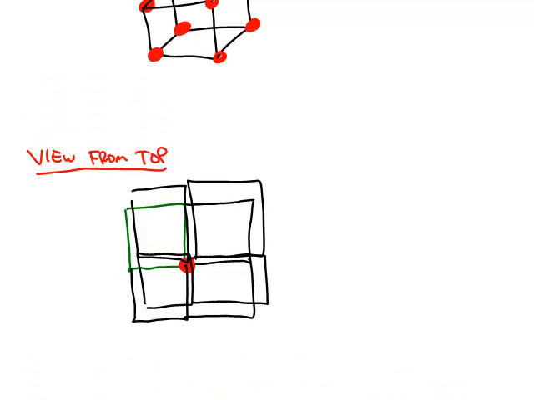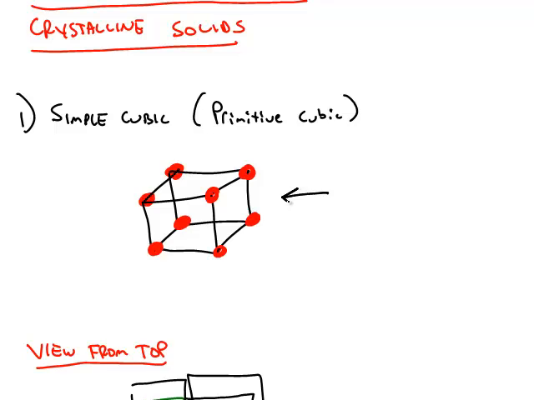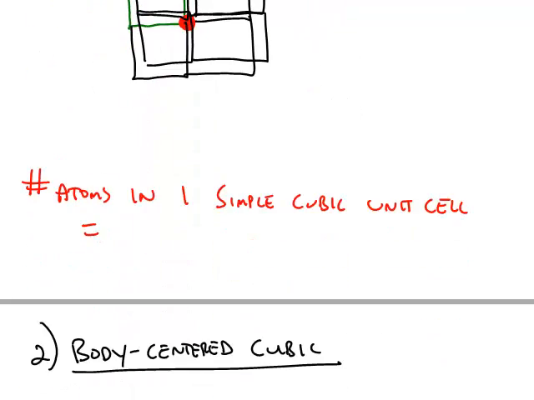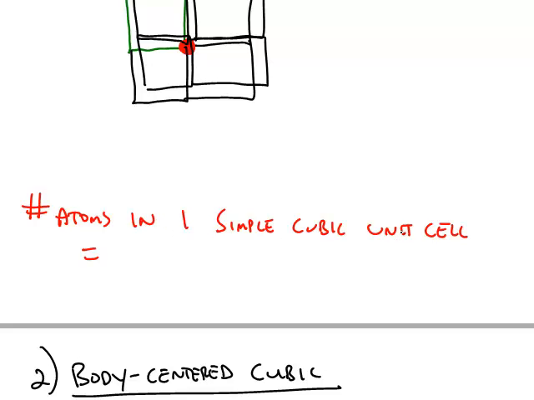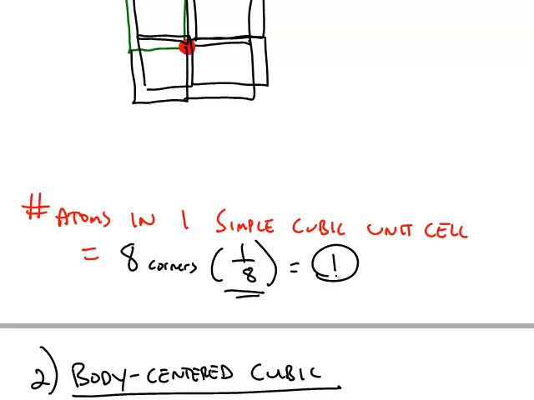So the picture that we had that looks like there are 8 atoms in the unit cell actually has much less. The number of atoms in a simple cubic unit cell: we have 8 atoms on the corners, but each one touches 8 unit cells in total. So each one is only 1/8 in one particular unit cell. So there's only 1 atom in a simple cubic unit cell.